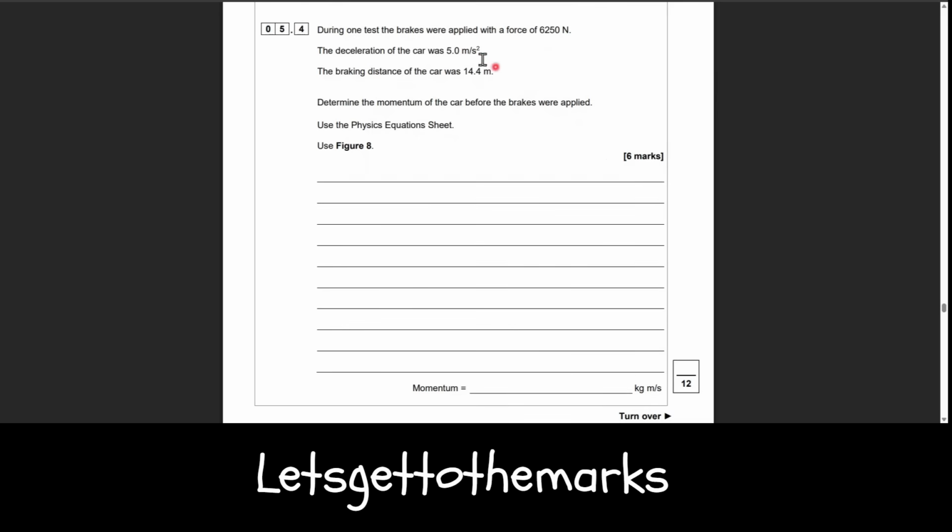Just identify what you've been given. That's always the clue. And look at any equation you can use to find something out with this data and apply it. And that will get you some marks. Why don't you pause, see how many of the 6 you can get?